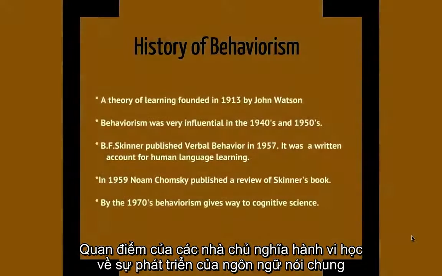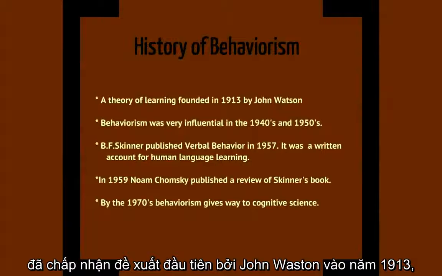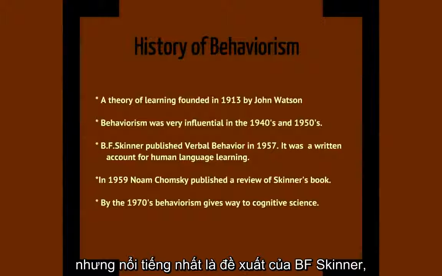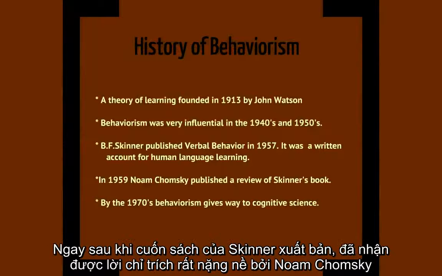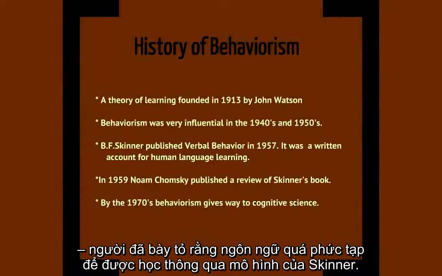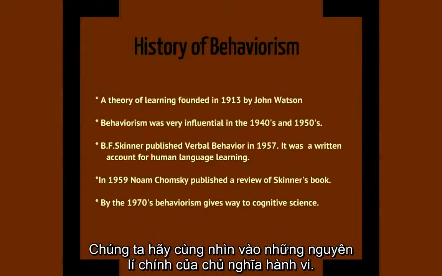For the first half of the 20th century, the behaviorist view of language development was generally accepted. It was first proposed by John Watson in 1913, but the best-known proponent was B.F. Skinner. His book, Verbal Behavior, published in 1957, was a written account for human language learning. Soon after, Skinner's book was highly criticized by Noam Chomsky, who was able to show that language was too complex to be learned through Skinner's behaviorist model. By the 1970s, behaviorism gave way to cognitive science.